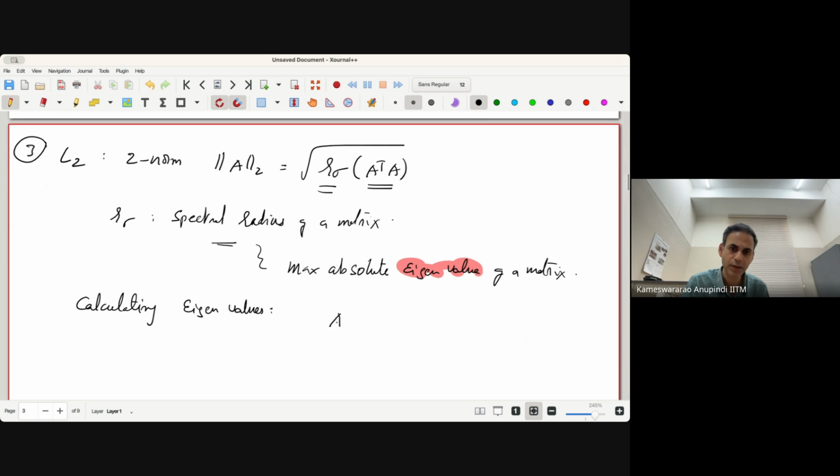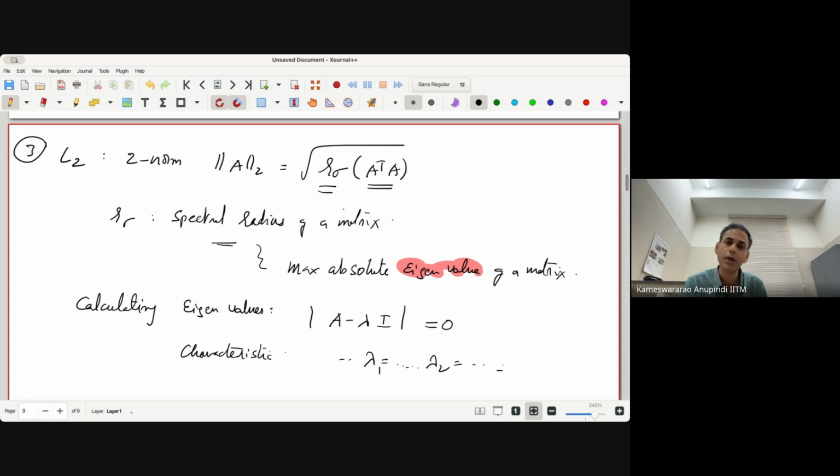Let's say a matrix is given, then you say that the determinant of A minus lambda I equals 0, and that gives you a characteristic equation. If you solve that characteristic equation, it gives you the values lambda 1, lambda 2, and so on. Then you take the maximum absolute value out of all these, plug it in, and take the square root of that. That is going to be your 2 norm.